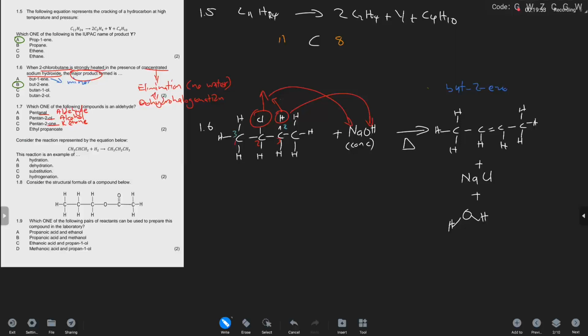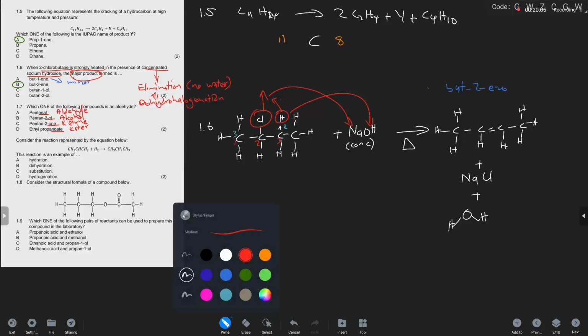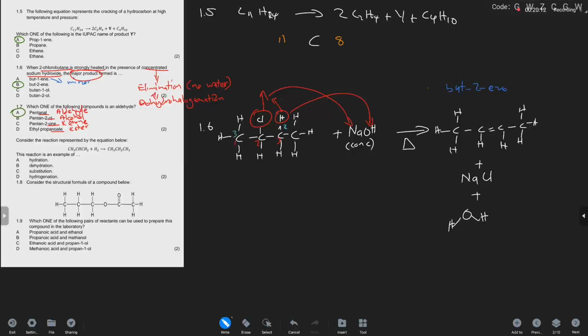And then finally, the "oate" is usually found in esters at this level, which is grade 12. Sorry, not ketones, my apologies for that. So it's an ester. And so the correct answer in this regard is A.